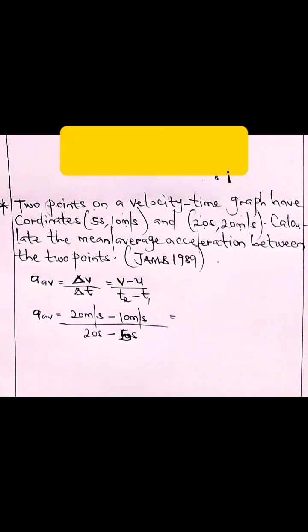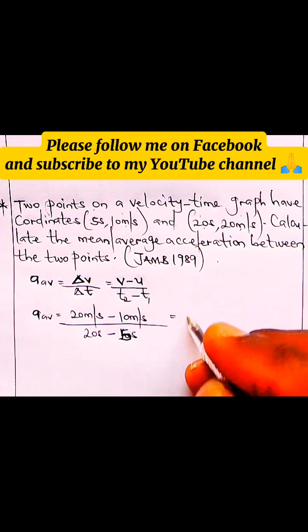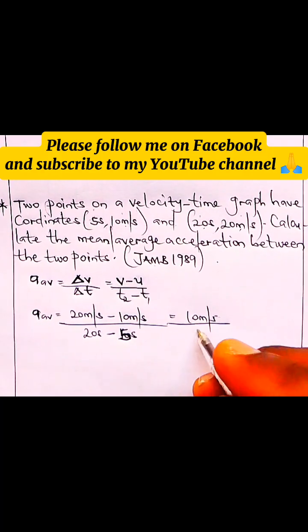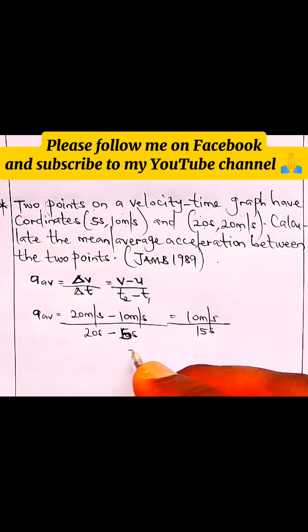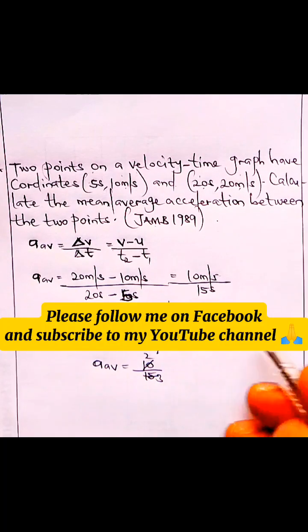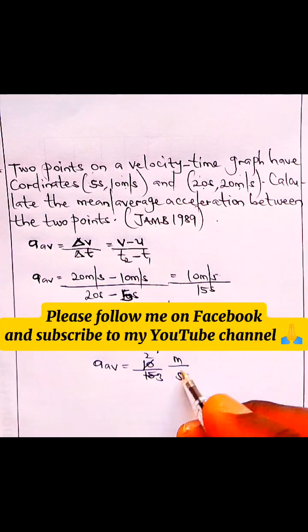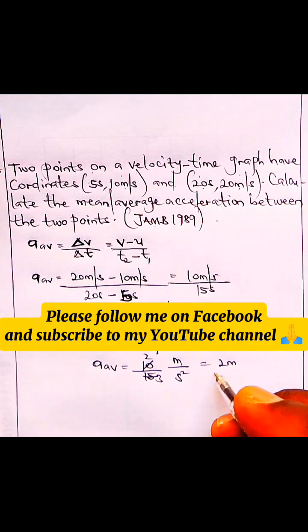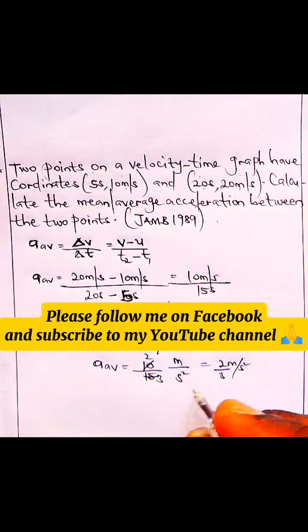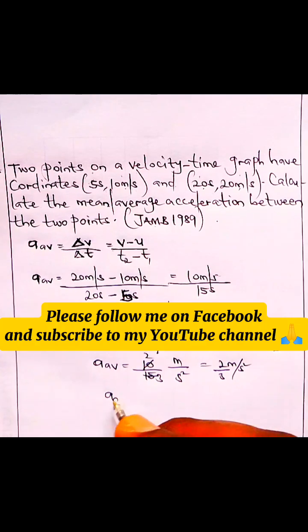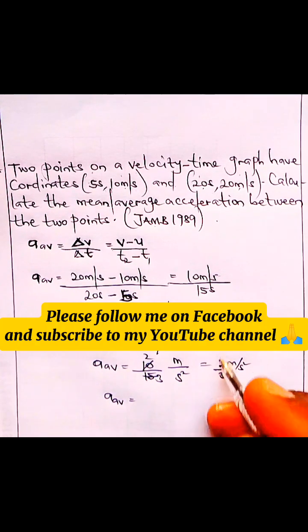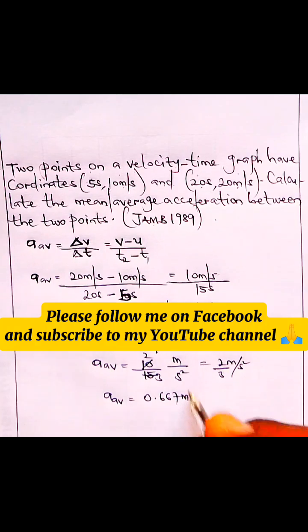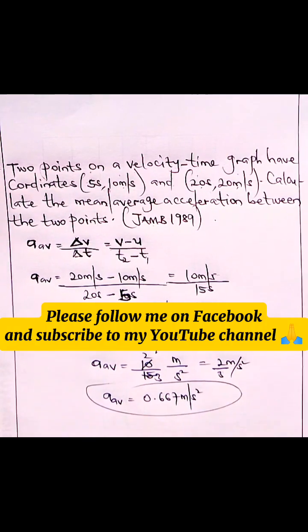So what's that going to be? 20 meters per second minus 10 meters per second gives us 10 meters per second over 15 seconds. 5 here 2, 5 here 3, the unit is meter per second squared. So what do we have here? 2 over 3 meters per second squared. If you convert this, you end up having average acceleration to be 0.6666 and so on and so forth meter per second squared.